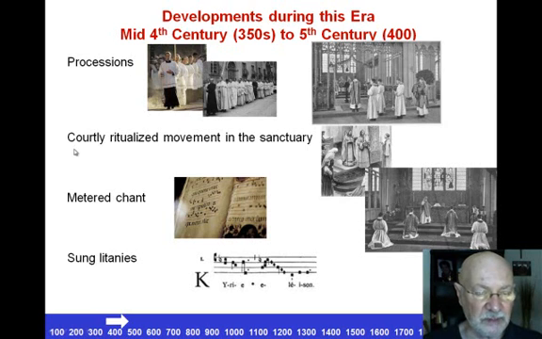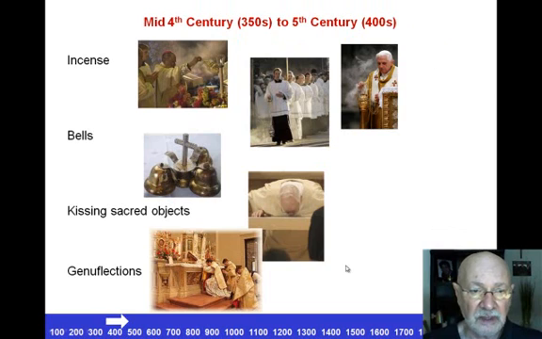Another stage of development was the courtly ritualized movement in the sanctuary. That's what we call ritual. Metered chant, Gregorian chant had its origin in this time. Litanies were sung, Kyrie eleison. All this is part of this early era.